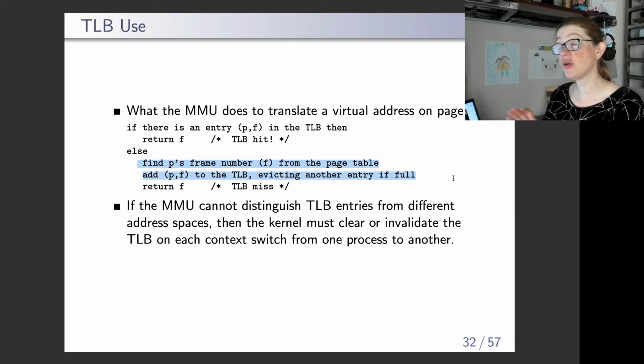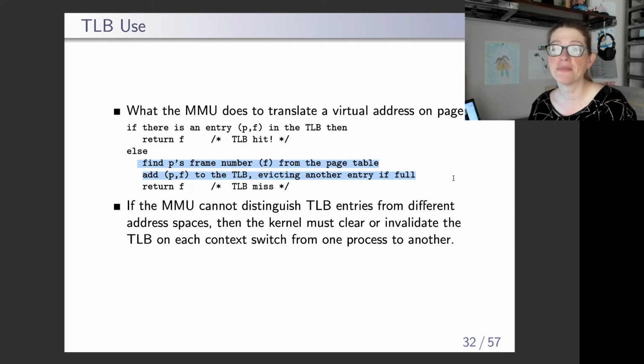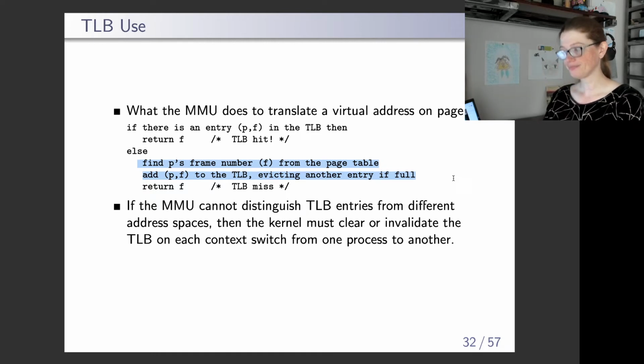Now, this is fast, don't get me wrong. This actually works really well. It's really fast, but there's a downside to this. The downside is that your MMU is now going to have to understand the format of your page table, which means that the architecture is going to be dictating to the operating system exactly what the format of the page table has to be. And that means that your operating system can't be overly flexible. I don't know about you, but I don't like being told what to do. Really don't like being told what to do.